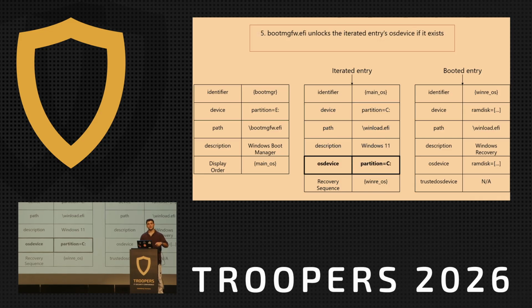So if all these checks pass, as they do in our case, the boot manager treats the iterated entry as the one associated with the current WinRE boot, and the device to unlock is the device specified in the OS device element, which here is the C drive. As a result, once the boot phase finishes, it can freely access that volume because the boot just unlocked it.